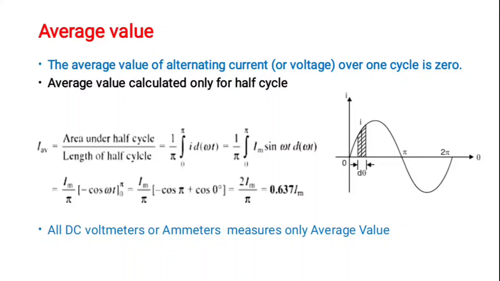that is 0.637 times of Im. So the average value is 0.637 times of the maximum value. So I average is equal to 0.637 times of Im. So all the DC voltmeters or ammeters measure only the average value.